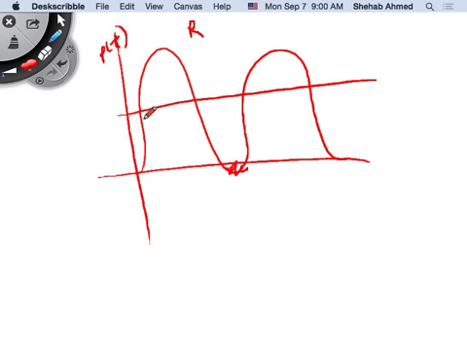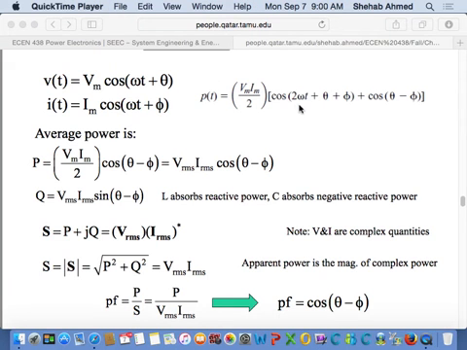This has an average value as well as some AC component, right? Any waveform that is not pure DC has an average value, a DC component, and some AC component. So even if the circuit is purely resistive, the power has an average value and has an AC component. This AC component does not contribute to real power transfer, does not contribute to the average value of power. But it's there, it exists, right? And you see it in the equation here, right?